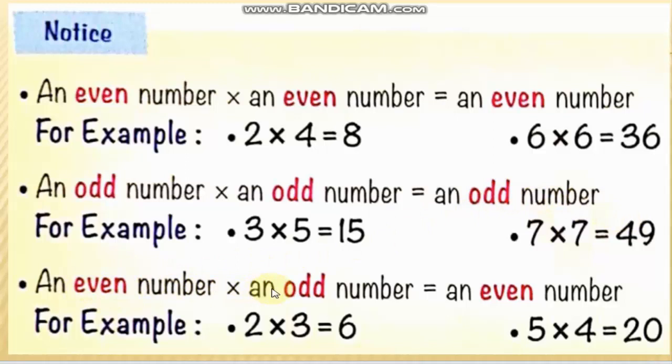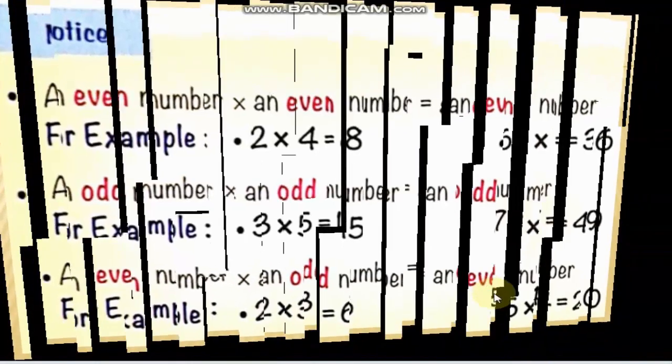An even number times an odd number equals an even number. 2 times 3. 2 here is an even number, and 3 here is an odd number. 2 times 3 equals 6. 6 is an even number. 5 here is an odd number, times 4 here is an even number, and the result here is 20, an even number. So an even number times an odd number equals an even number, or an odd number times an even number equals also an even number.